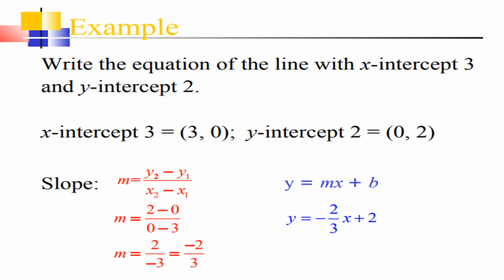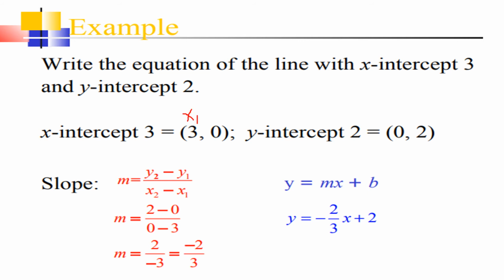Okay, we're going to write the equation of the line with x-intercept 3 and y-intercept 2. So, your x-intercept 3, magiging ordered pair niya, 3, 0. Di ba sabi ko nga? Tapos, yung y-intercept mo, 2. Kaya, 0 yung x, tapos y ay 2. So, levelan mo para alam mo saan kalulugar.